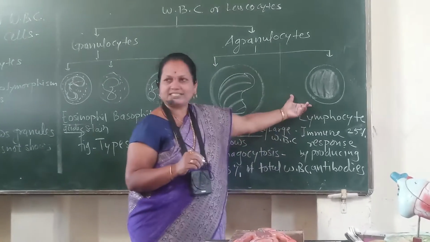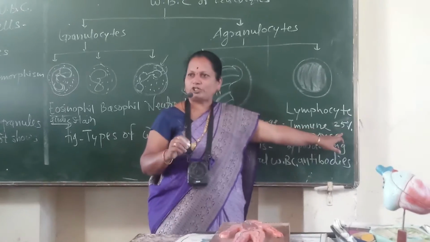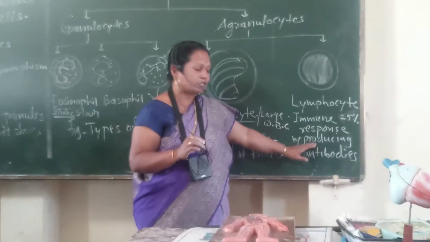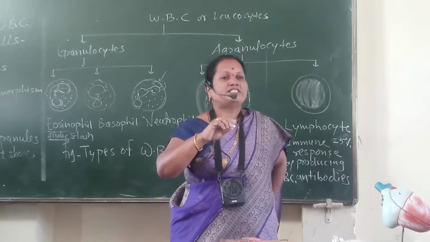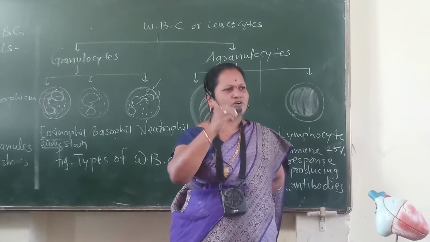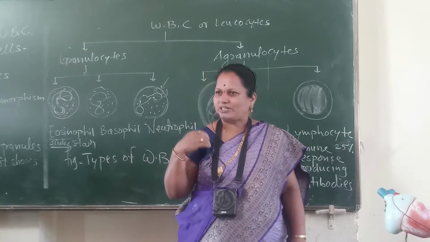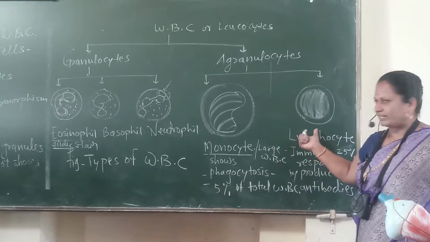What is the percentage of lymphocytes? 25% of the total WBC. Main function is production of antibodies. When any disease causing pathogen enters into our body, then what happens? Antibodies are produced. By which cell? Yes, lymphocyte.